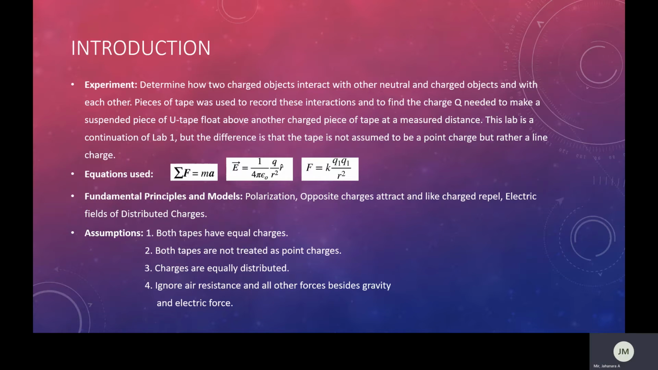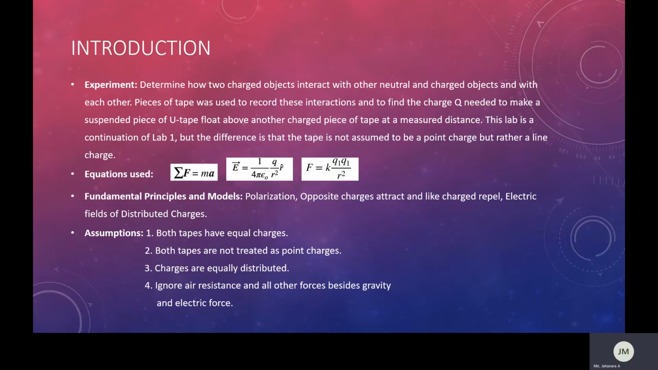In this lab, we were to determine how two charged objects interact with other neutral and charged objects and with each other. Pieces of tape were used to record these interactions and to find the charge Q needed to make a suspended piece of U-tape float above another charged piece of tape at a measured distance. This lab is a continuation of Lab 1, but the difference is the tape is not assumed to be a point charge, but rather a line charge.